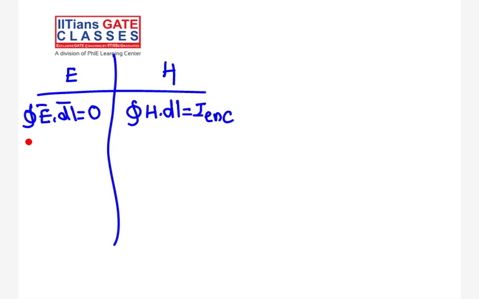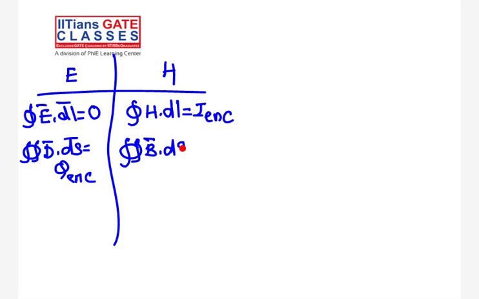Similarly, what is the Gauss law there? It says the double integral of D dot dS is equal to the charge which is enclosed. And here it says, when the surface is closed, the magnetic flux leaving the surface is exactly 0. This is in integral form.